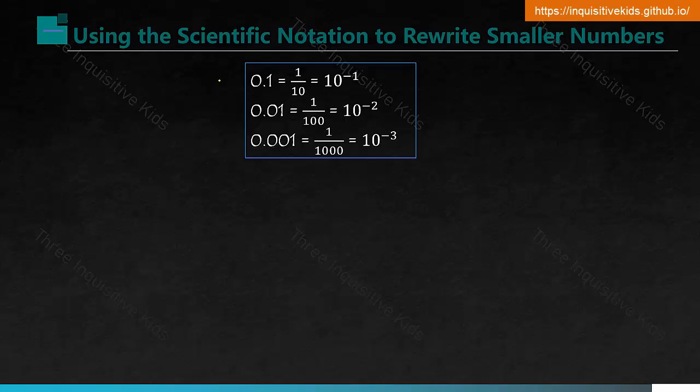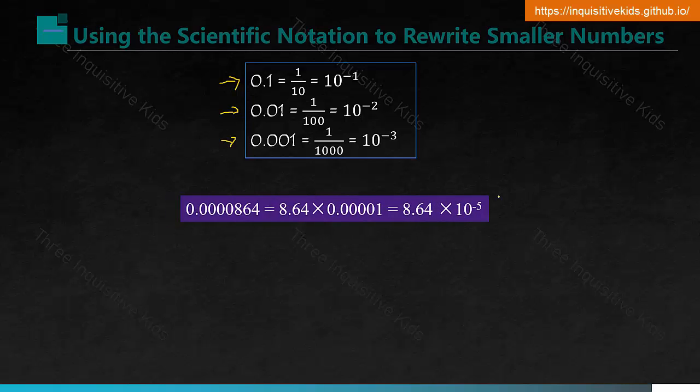We know that 0.1 is equal to 1/10, which is also equal to 10 to the negative 1 power. 0.01 is equal to 1/100th, which is also equal to 10 to the negative 2nd power. 0.001 is 1/1,000th, and it is equal to 10 to the negative 3rd power.